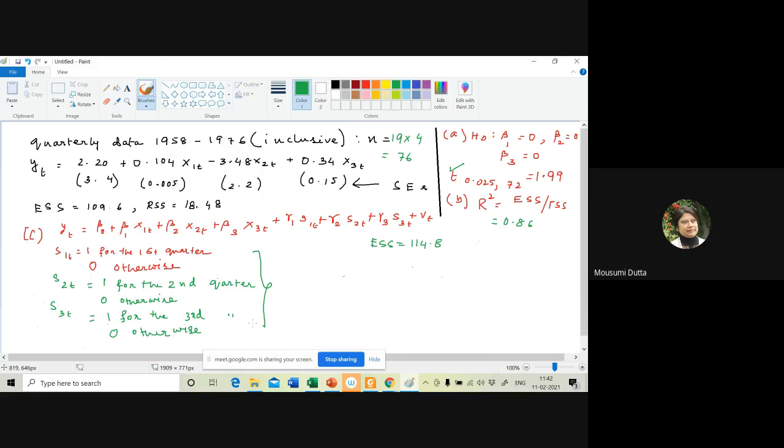So you have to test for seasonality. How will you write your null hypothesis? The question is you need to test for seasonality. Now tell me what will be your null hypothesis? Gamma 1 equals gamma 2 equals gamma 3 equals 0. Yes.